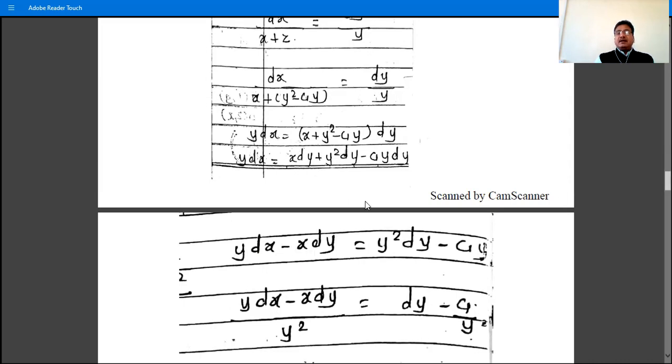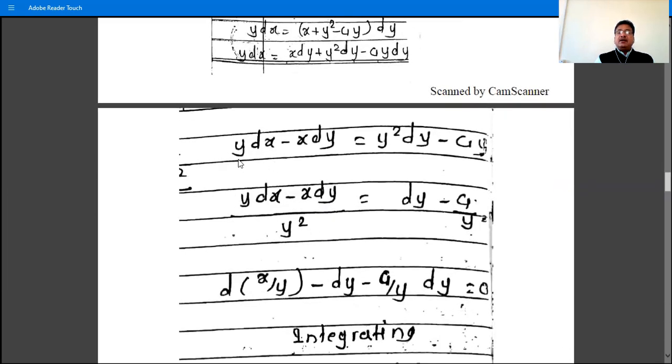What is the adjustment? If we observe the remaining factor, there is y square dy minus c1y dy. Either divide by x square or divide by y square, because the derivative of y by x is x dy minus y dx divided by x square, and the derivative of x by y is y dx minus x dy divided by y square. So for this factor, in order to integrate, adjust by dividing by x square or y square. Observe the remaining factors: y square, so the adjustment of dividing by y square is right.